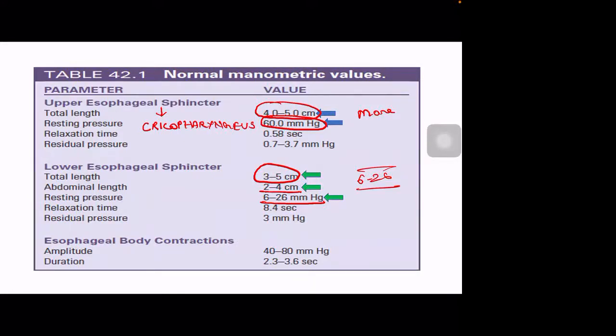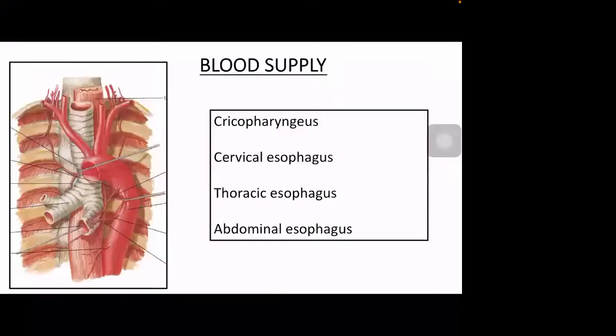Residual pressure is basically that even after the esophagus relaxes, there will be some amount of pressure which remains in the lower esophageal sphincter. So that is the residual pressure. It's not a big thing, and not something you need to concentrate on to understand the esophageal pathologies here. I'll just briefly summarize the blood supply of the esophagus.